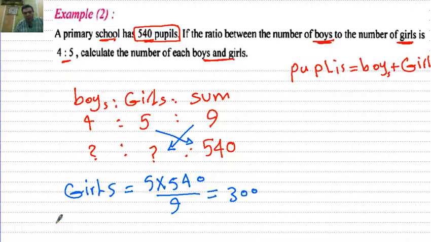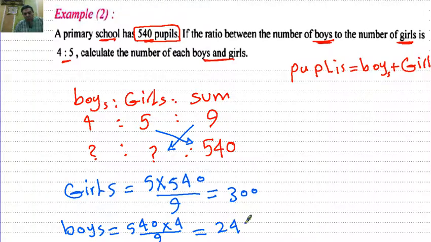The number of boys, similarly, equals 540 times 4 divided by 9. Then we can simplify, it equals 240 pupils. Then the number of girls is 300, and the number of boys equals 240.